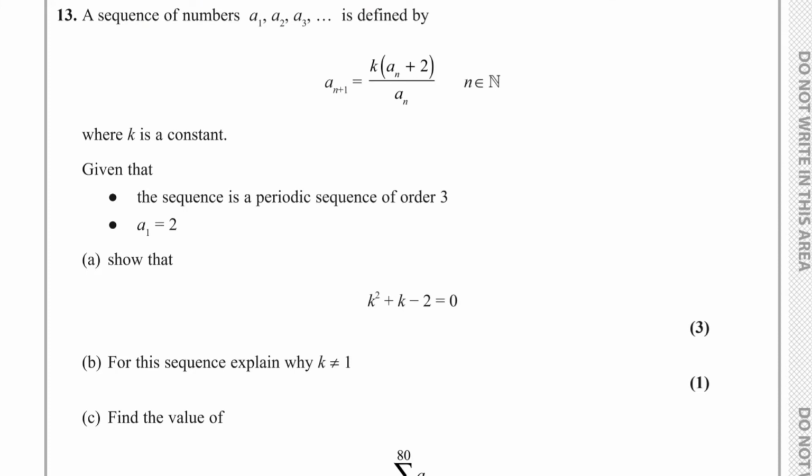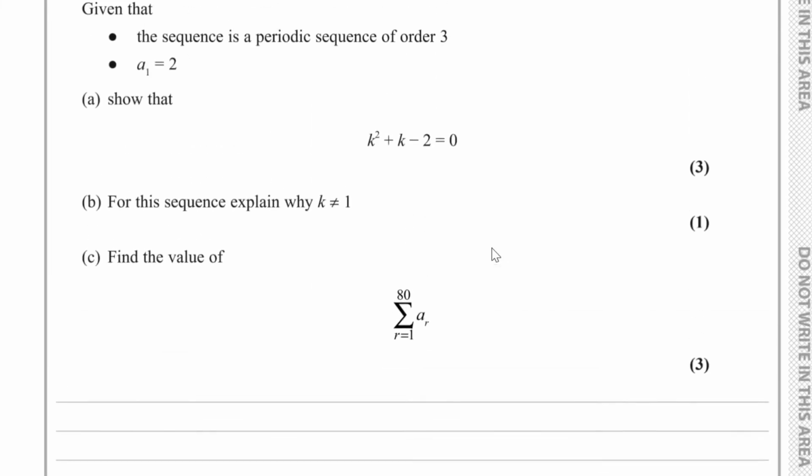Question number 13. A sequence of numbers a1, a2, a3, etc. is defined by a_{n+1} = k(a_n + 2)/a_n, where n is a natural number and k is a constant. Given that the sequence is a periodic sequence of order 3 and a1 is equal to 2, we have to show that k squared plus k minus 2 equals 0.